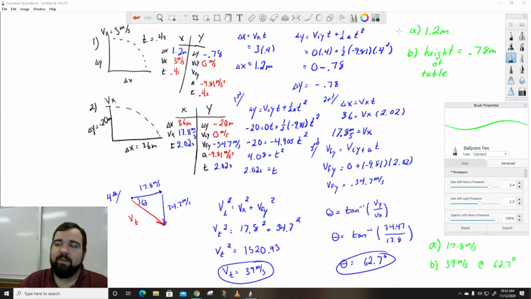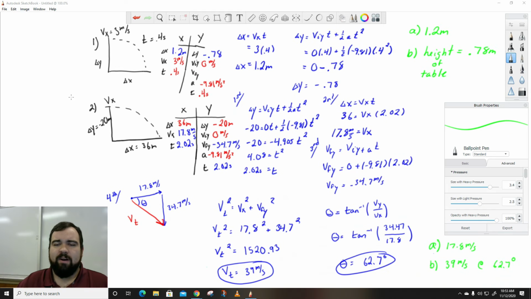Now the answer at the end is the distance from the table. That's going to be our delta x, or 1.2 meters. And the height of the table is going to be 0.78 meters. We generally don't refer to heights in terms of negative values, so we're just going to write it in as positive. Now for number 2, this is probably the most complicated problem of the bunch.